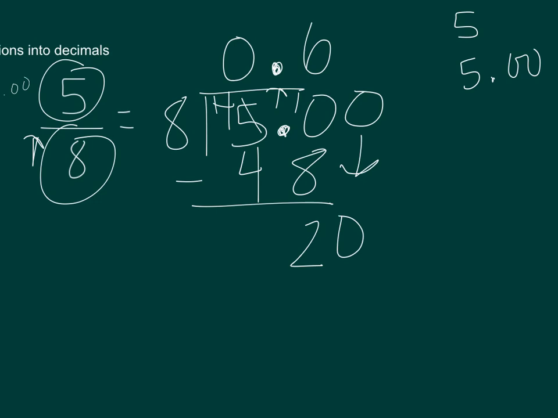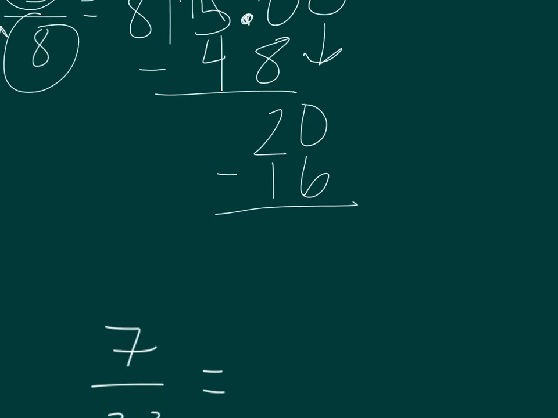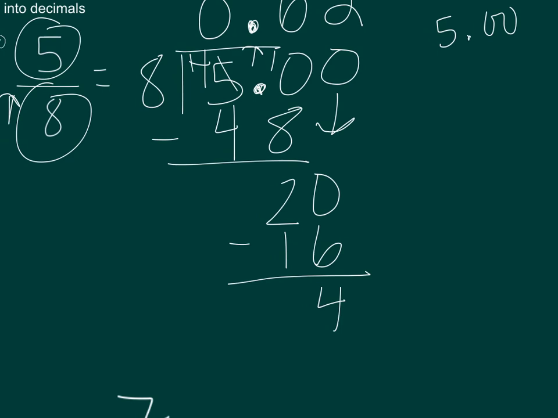I bring it down. 8 goes into 20. That happens 2 times. 2 times 8 is 16. I can subtract. 20 minus 16 gives me 4. Now I still have this remainder of 4. I don't want to make that really goofy mistake and take that 4 and try to bring it up. That does not work, right? I can't take this 4 and try to bring it up here. Instead, I need to add a 0 and bring it down.